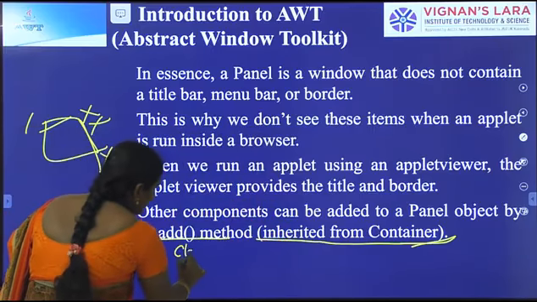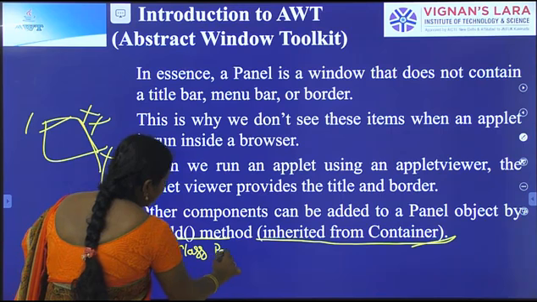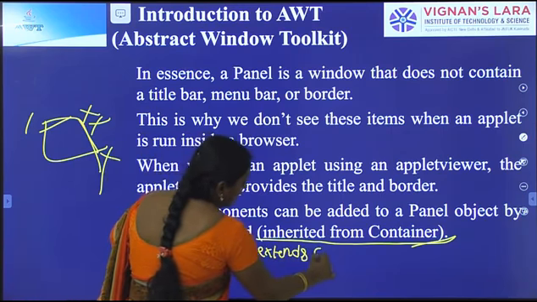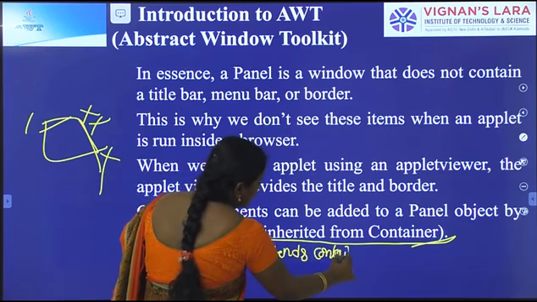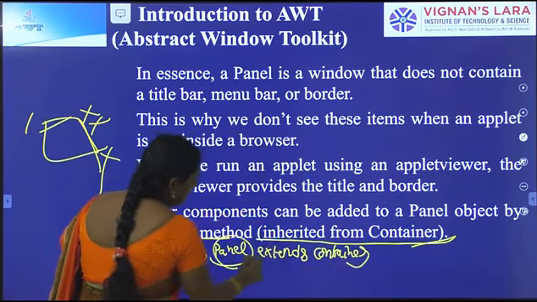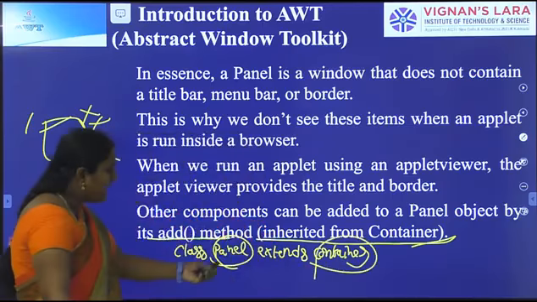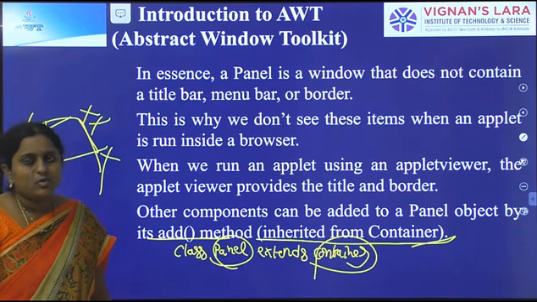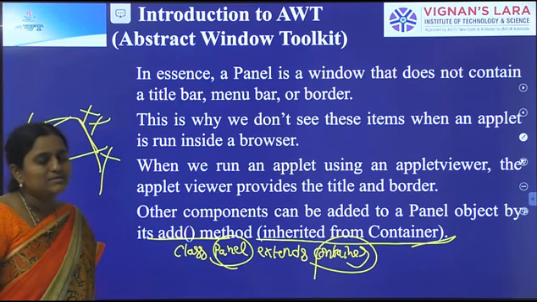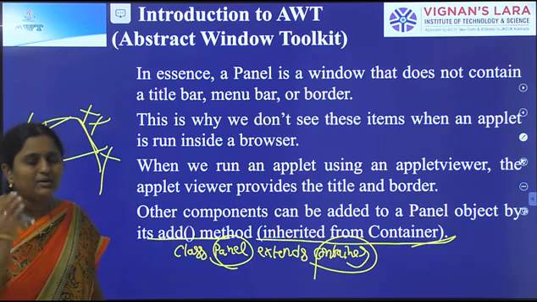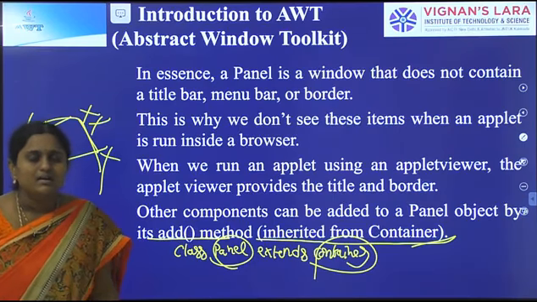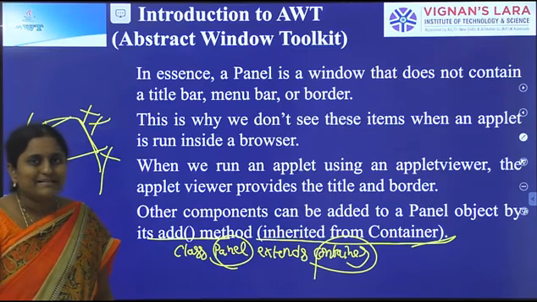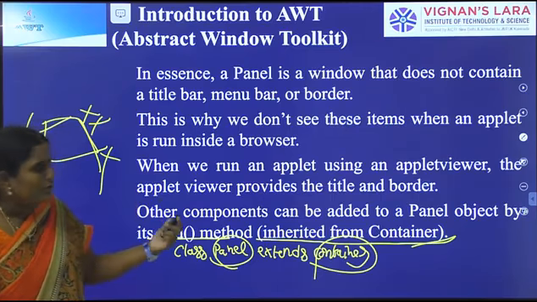Suppose class Panel extends Container. Here Panel is the subclass and Container is the superclass. So Panel does not have any new method; it simply inherits from the Container class. Applet is a subclass of the Panel class. By using applet viewer, the panel window does not contain any title bar and menu bar itself, but the applet viewer tool provides a title bar, menu bar, and border.